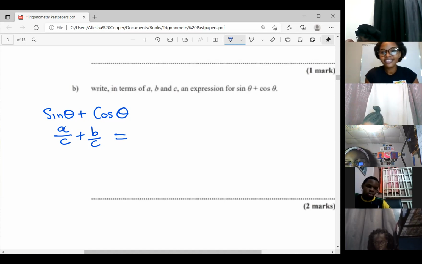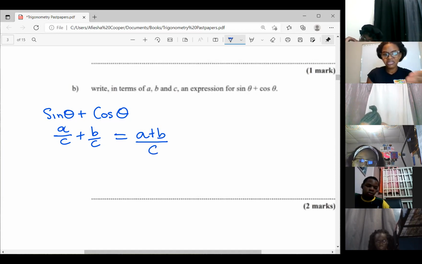What's our final answer? A plus B over C. A plus B over C. Yeah, we're going back to the fractions rule. Similar denominator, we could add the numerators. Right? Any questions here?